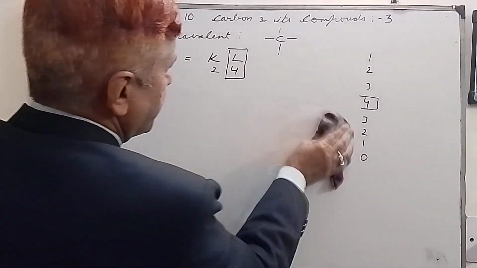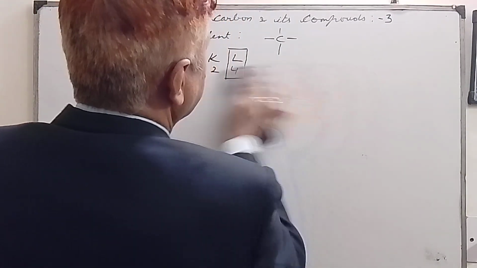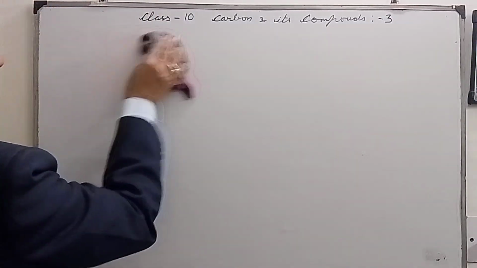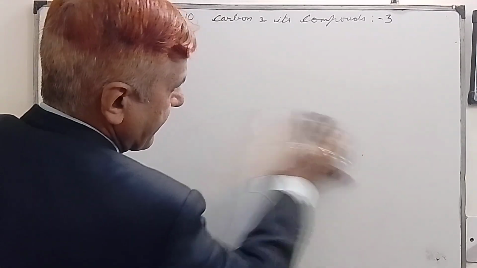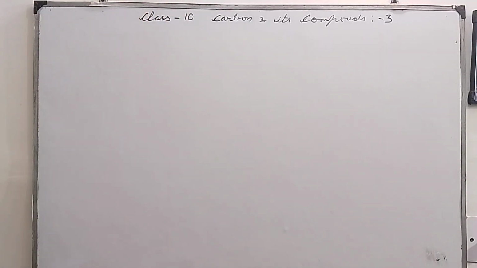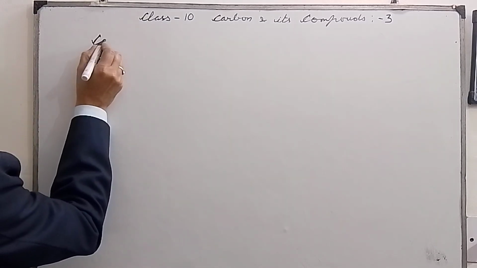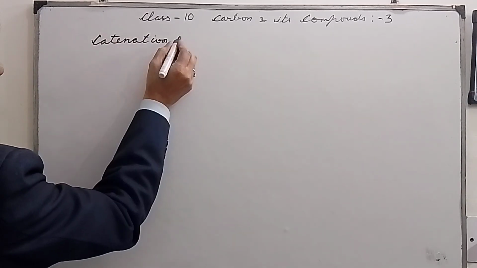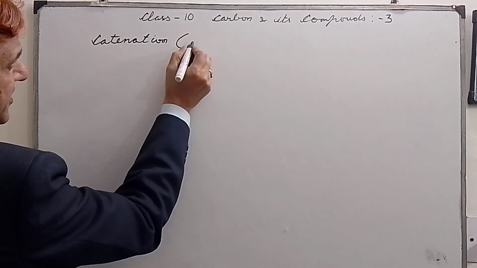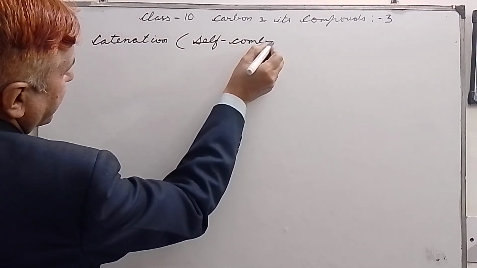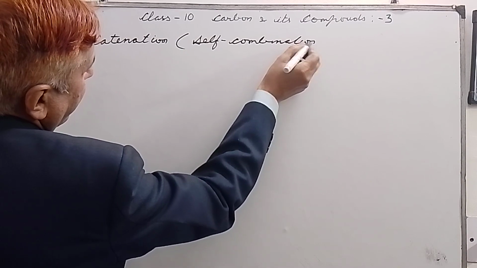Then we have very important property exhibited by carbon, that is catenation. So my dear students, this property catenation. What is the meaning of catenation? Means self combination.